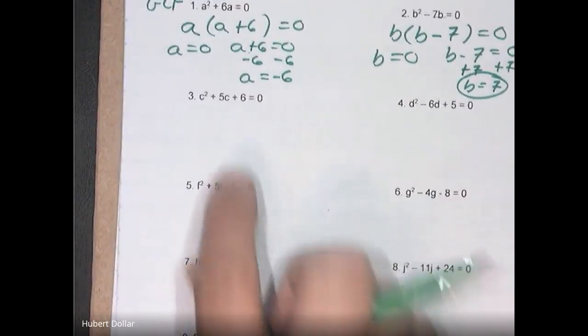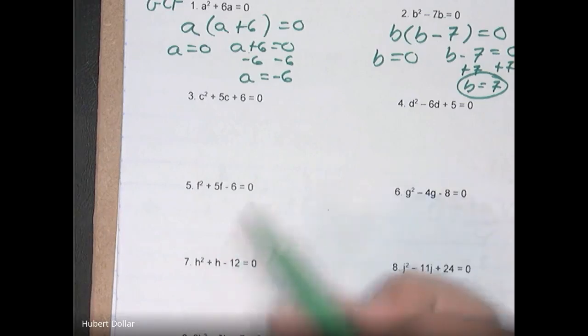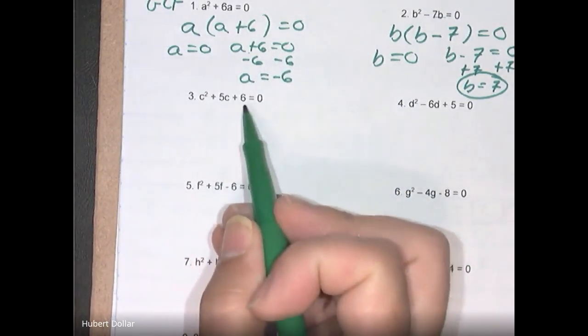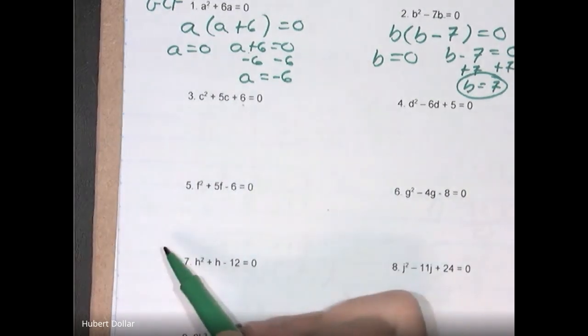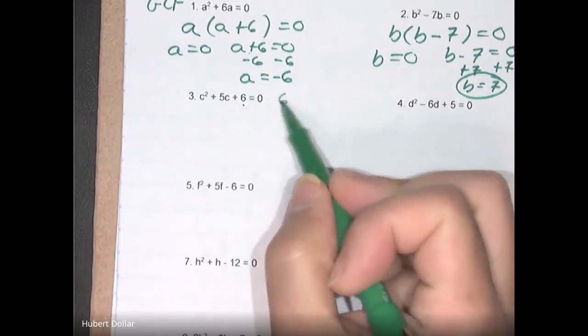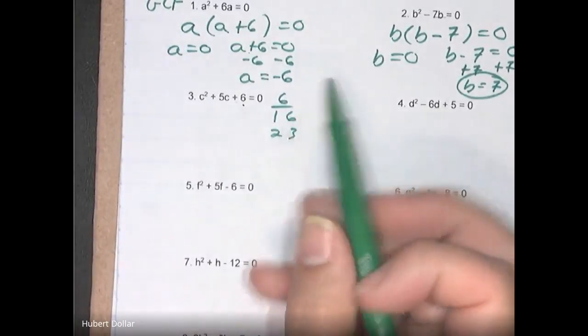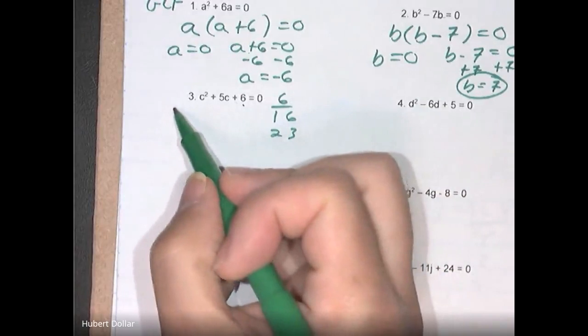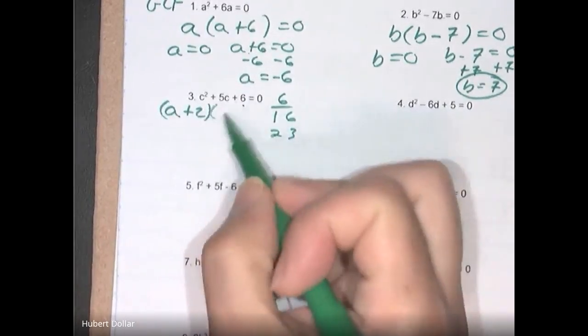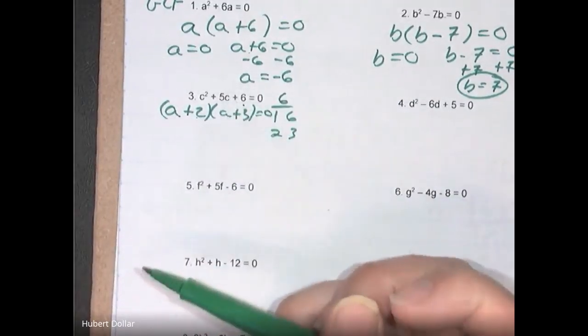Moving on, these are factored by trial and error, or the various different methods you can use. We're looking for numbers that multiply to get 6 and add to get 5. There's 1 and 6, and there's 2 and 3. 1 times 6 is 6, and 2 times 3 is 6, but only 2 plus 3 is 5. So that is a plus 2 and a plus 3 equals 0, because 2 times 3 is 6, and 2 plus 3 is 5.